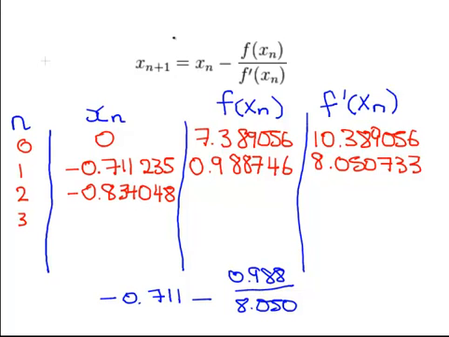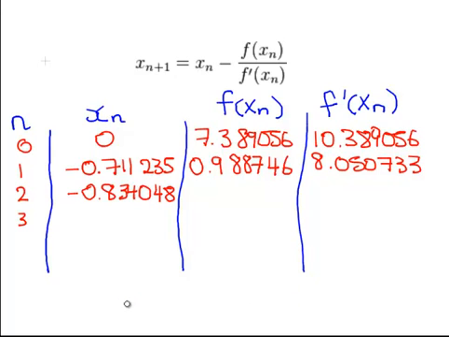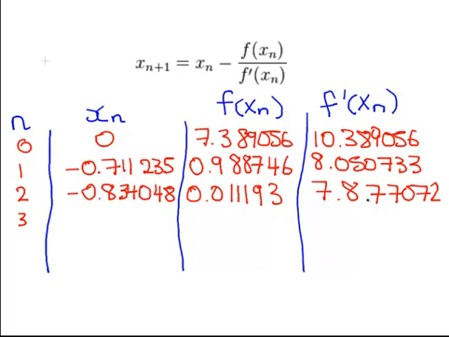Now I'm going to cut to the chase a bit. I'm going to stop explaining my rough work, just for the sake of time, and just give the evaluations. When we evaluate the function f with the input minus 0.834048, we should get 0.011193. Evaluating the derivative of f at minus 0.834048, we should get 7.877072.